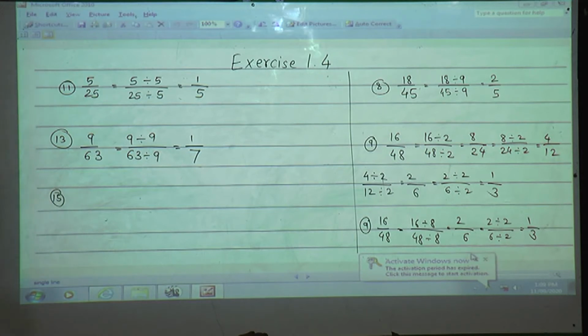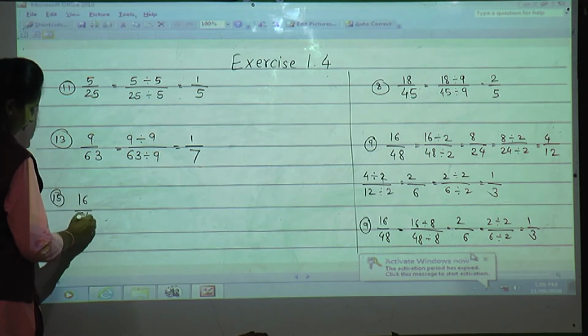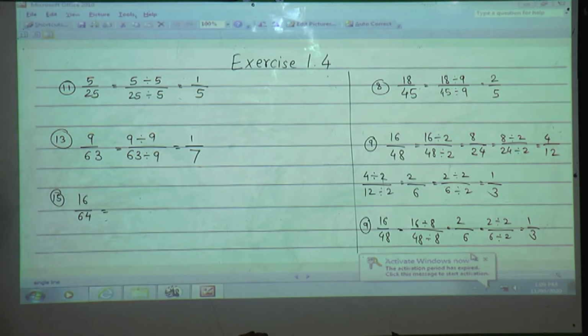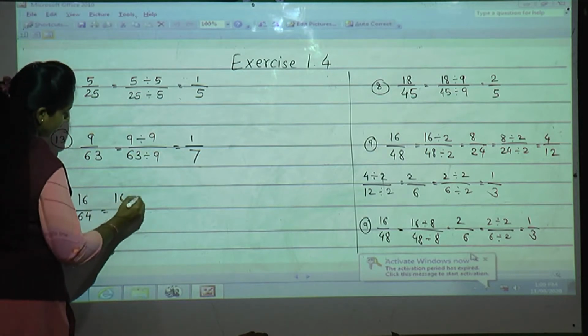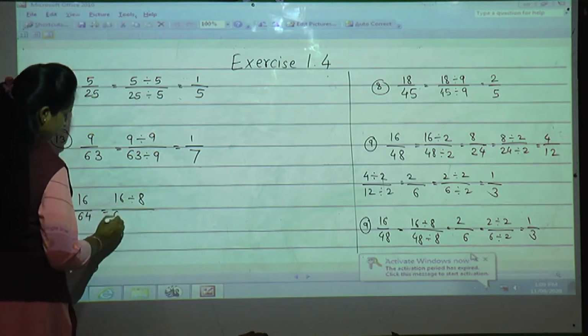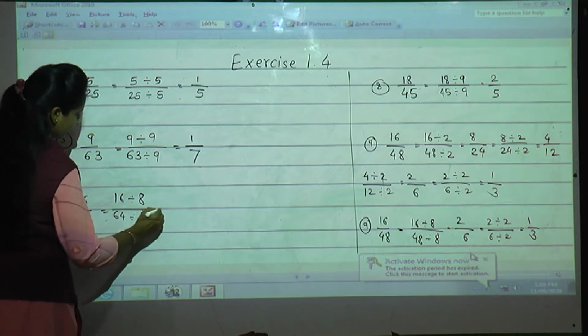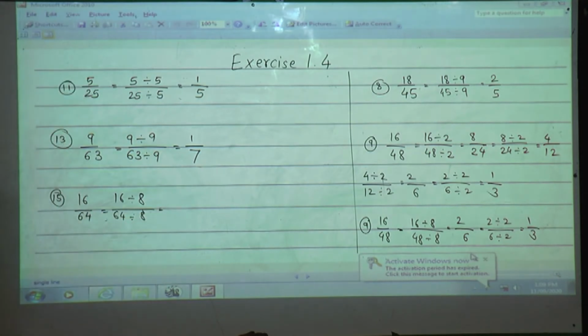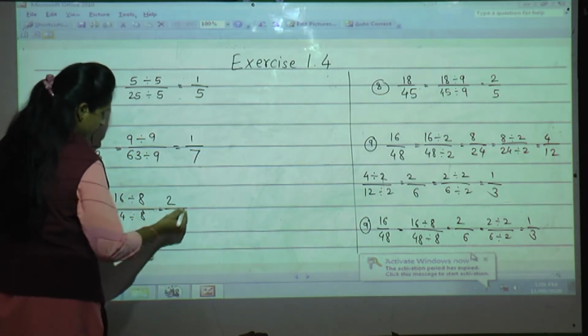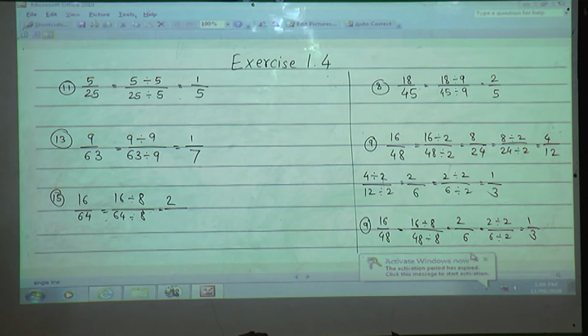What is the 15th one? 16 divided by 64. Now see, in which table will both the numbers come, students? 8 table, isn't it? So do 16 divided by 8, 64 divided by 8. If we do 16 divided by 8, we get 2, and 64 divided by 8. So what do we get?